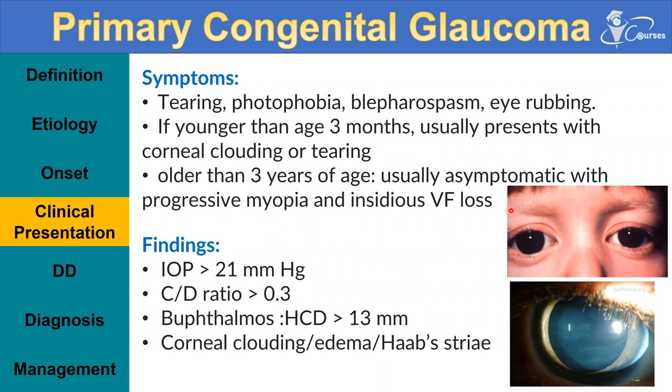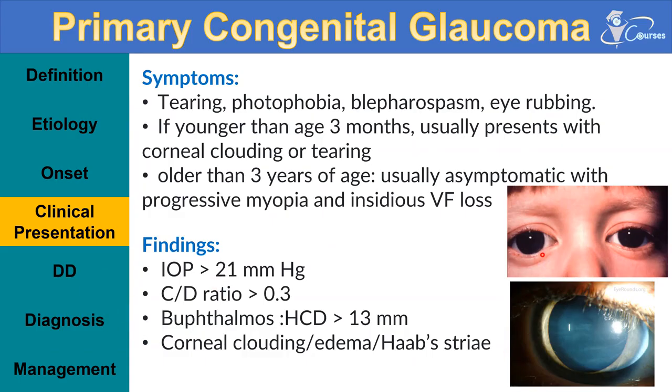What will be the signs? You will find high intraocular pressure of more than 21 millimeters of mercury. The cup to disc ratio will be more than 0.3. In buphthalmos, this is the other name, the horizontal corneal diameter is more than 13 millimeters. This can be a differential for megalocornea, as we just mentioned. Also, they can present with corneal clouding, corneal edema, and Haab's striae. As you can see, these horizontal striae are very suggestive of congenital glaucoma.